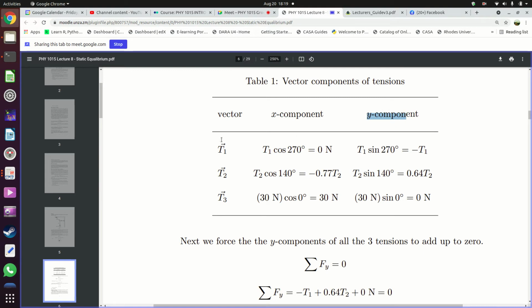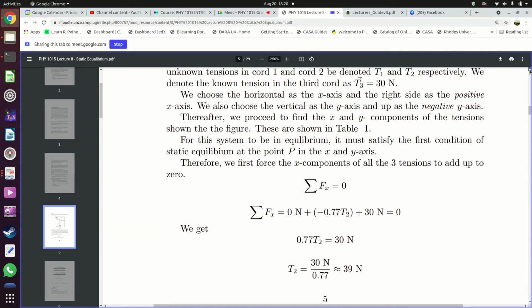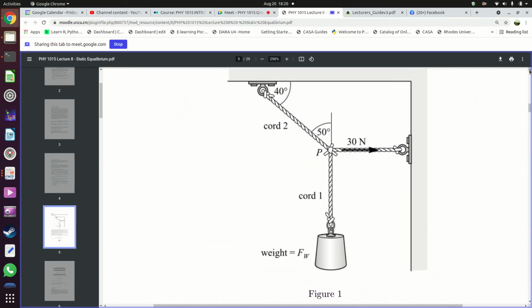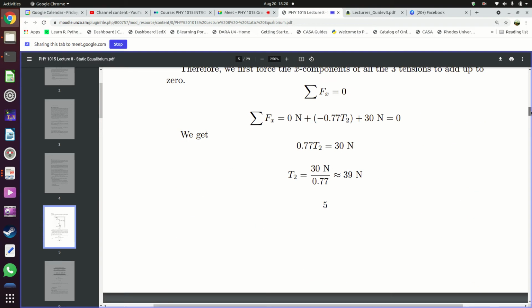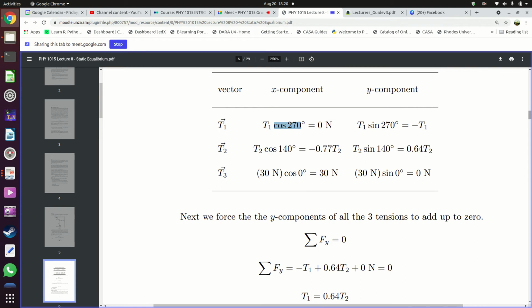So for the force which lives in cord 1, we're going to call that tension 1. So for this particular tension, whatever it is, we're going to call it T1, because it lives in the first rope. Then the x component of this force will be T1 cos 270 degrees. The angle that cord 1 makes with what we have chosen to be our x-axis is 270 degrees, from there all the way up to here. So the angle which that cord makes is 270 degrees.